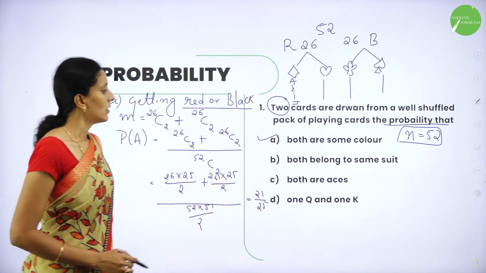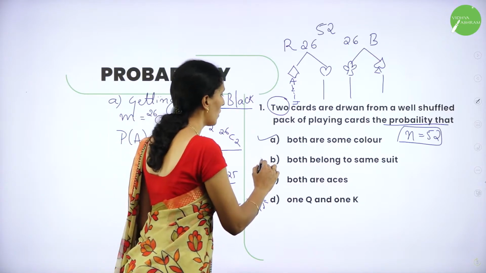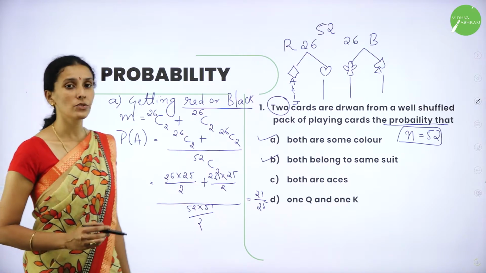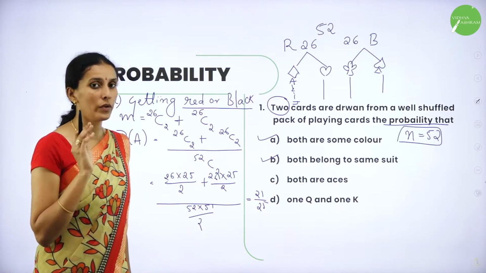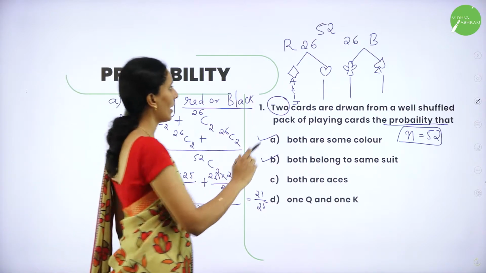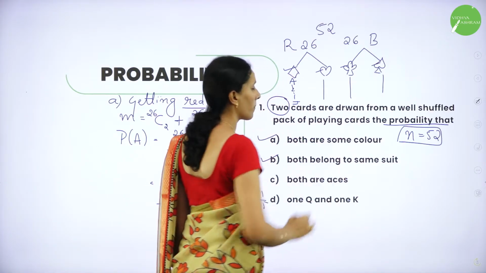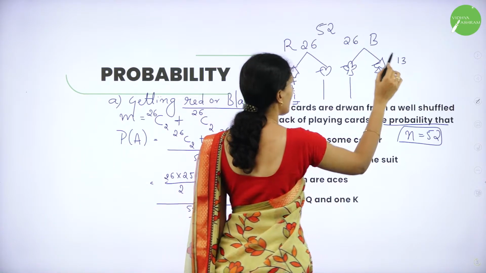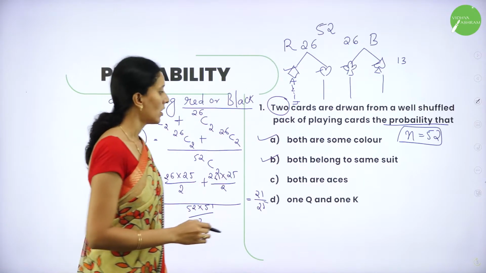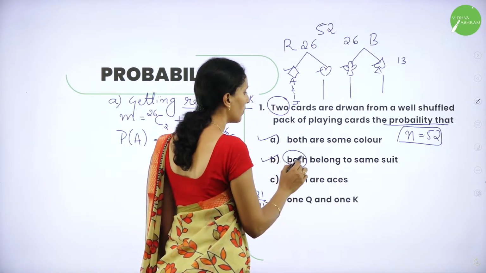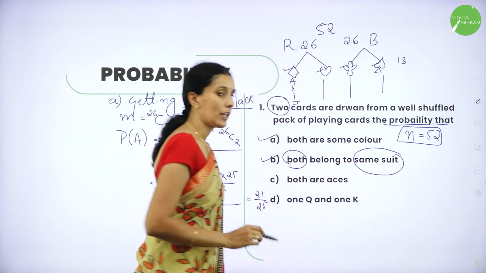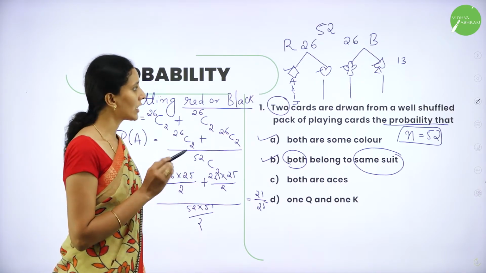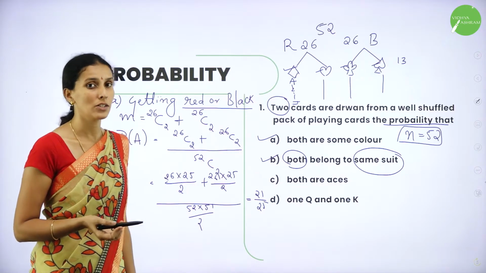Now we'll come to both belong to the same suit. So what happens when both belong to the same suit? We have 4 suits, 1, 2, 3, 4. Each suit has 13 cards. What is my question? Both of them should be of the same suit. That is 13C2 hearts or 13C2 diamonds or 13C2 spades or 13C2 clubs.